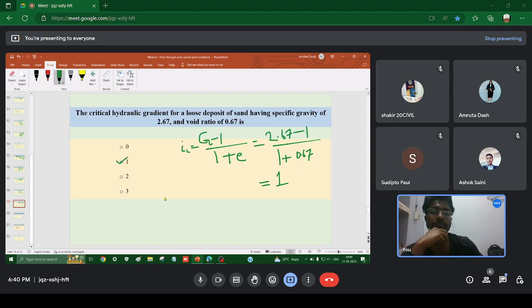Clear, everyone? This is the value of the critical hydraulic gradient for a loose deposit of sand having specific gravity of 2.67 and void ratio of 0.67. Okay.